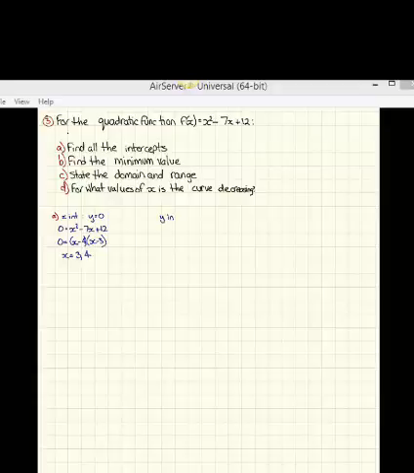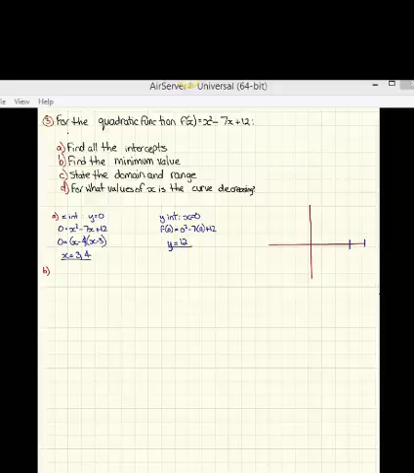For the y-intercept, we substitute in x is equal to 0. So we get f of 0, 0 squared minus 7 times 0 plus 12. So y is equal to 12 is your y-intercept. Okay, now part B. We're asked to find the minimum value.